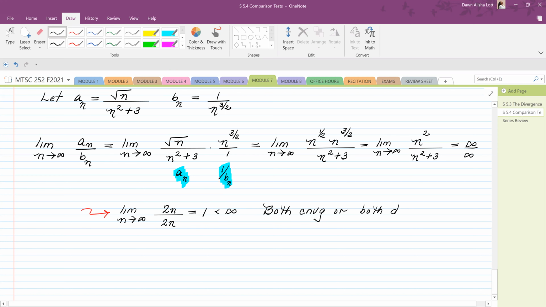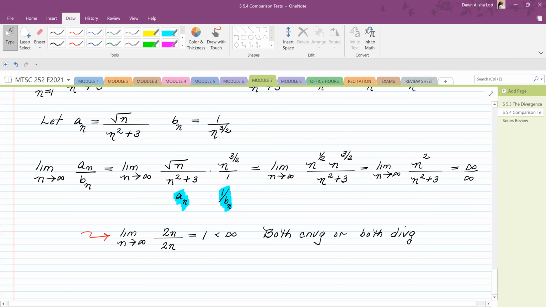Can somebody tell me what they do? Do they both converge or both diverge? And tell me not only what you think the answer is, but how you got it.